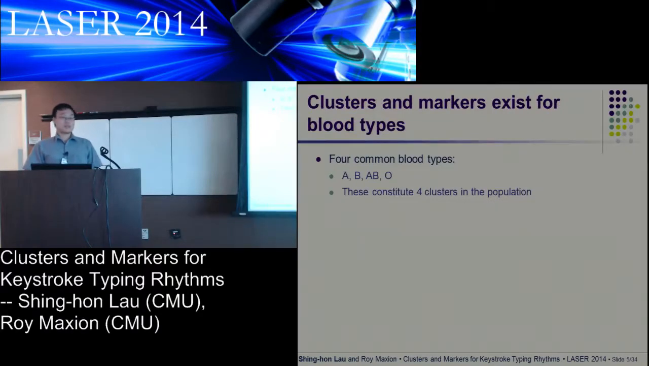So when we talk about clusters and markers, I think it really helps to keep in mind blood types. As we know, there are four common blood types. There's A, B, AB, and O. And these constitute four clusters in the population.